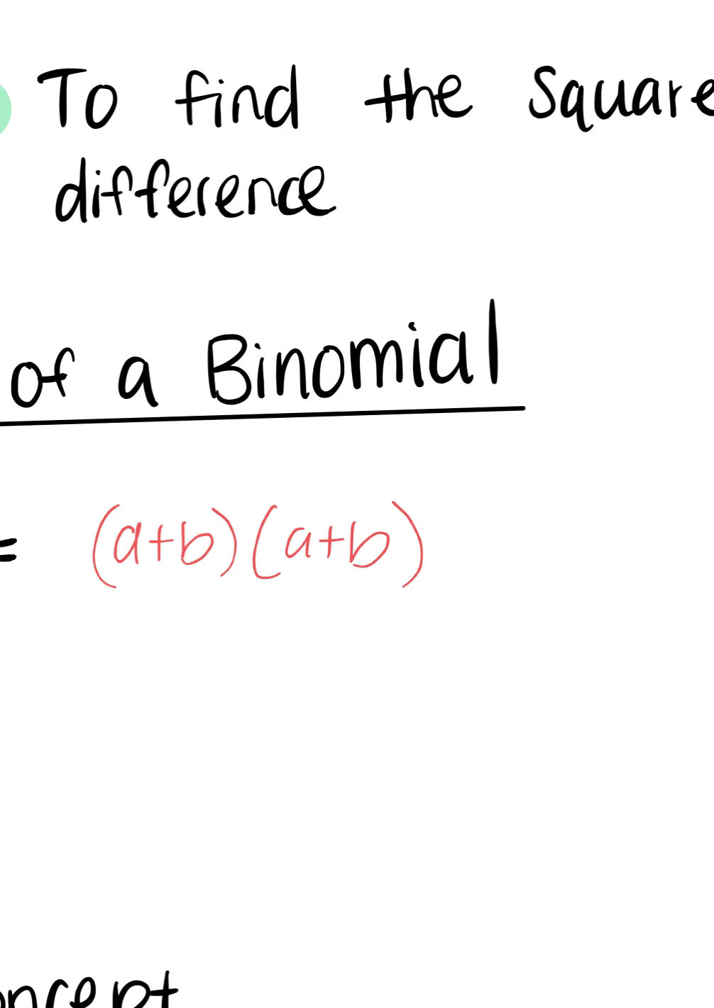To square something, you just multiply it by itself. So a plus b times a plus b. When we distribute, or when we FOIL, this is going to be a times a, a times b, b times a, and b times b. F-O-I-L: the two firsts, the outsides, the insides, and the lasts.